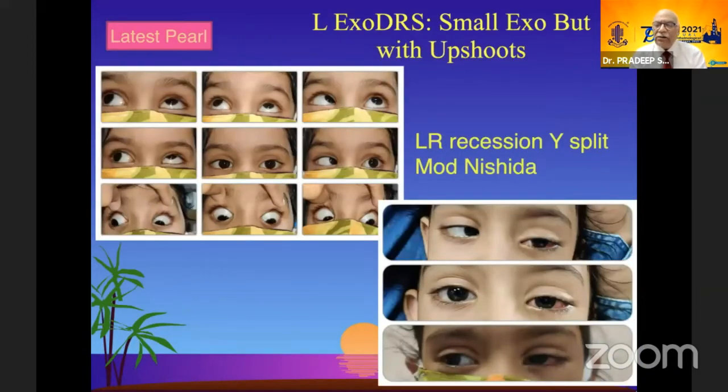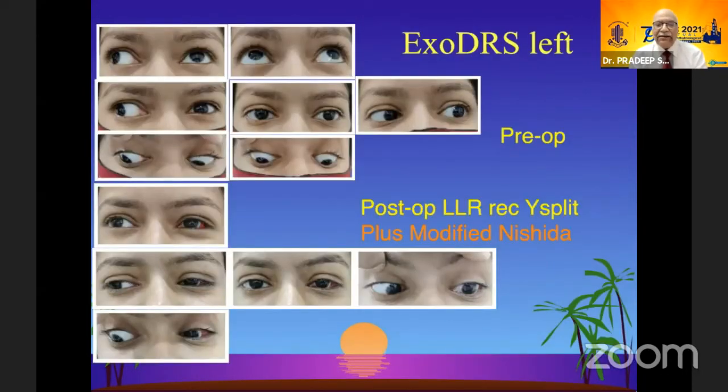Recently, we have started doing the modified Nishida procedure for improving the abduction in cases after the LR recession Y-split or a LR periosteal fixation. And this is a pre-op and post-op of a case in which we have done the modified Nishida's procedure.